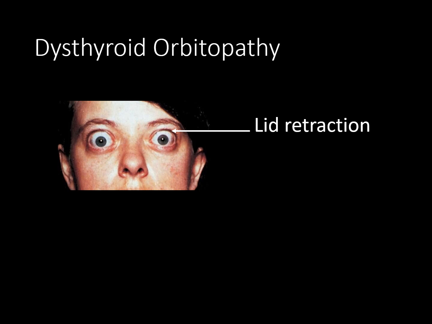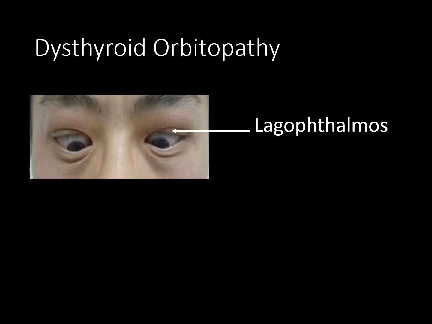But later on in the disease, once the disease is basically burnt out and you get some fibrosis setting in after the initial acute inflammatory attack, you can get lid retraction where the eyelids basically get shortened, and you have this very staring appearance, and you also get lid lag, where when the patient looks down, the eyes go down, but the lid does not follow. So that is what we call lid lag.